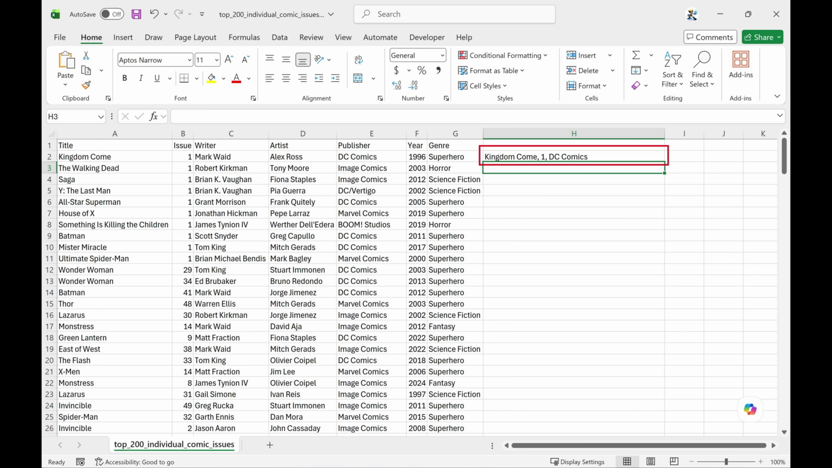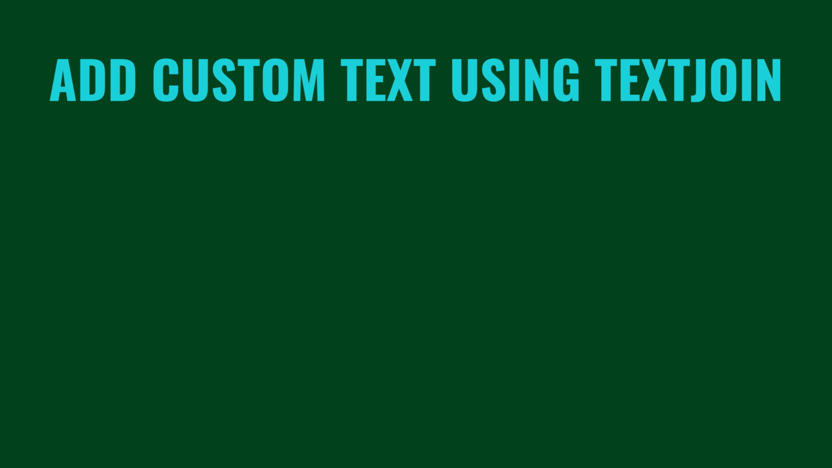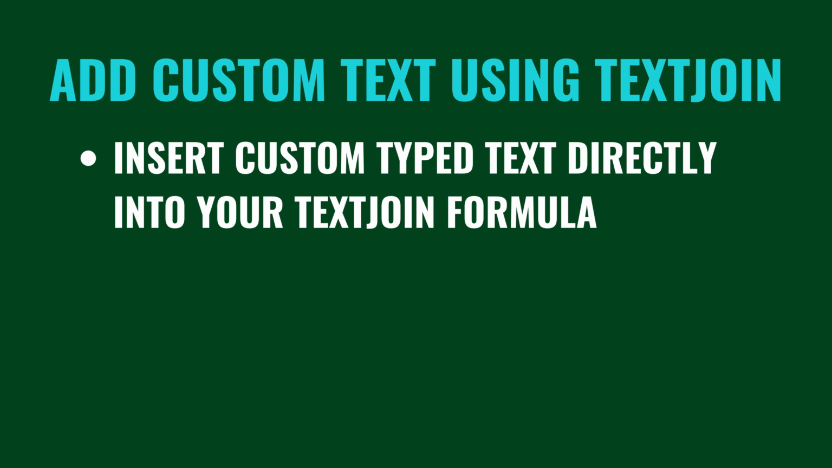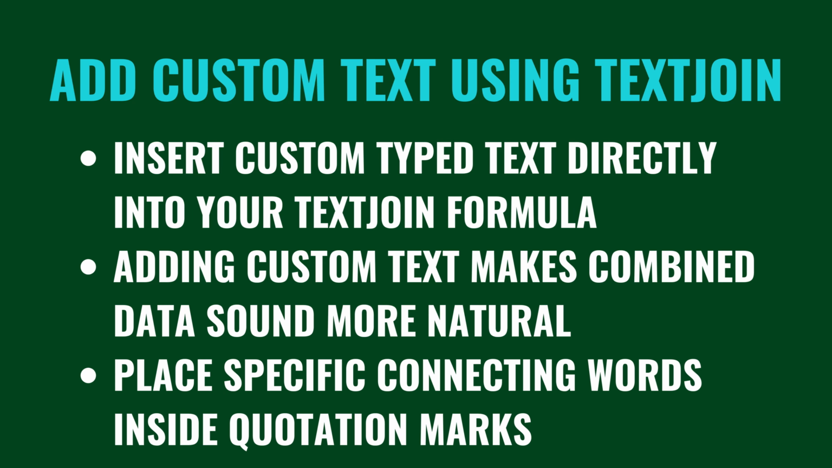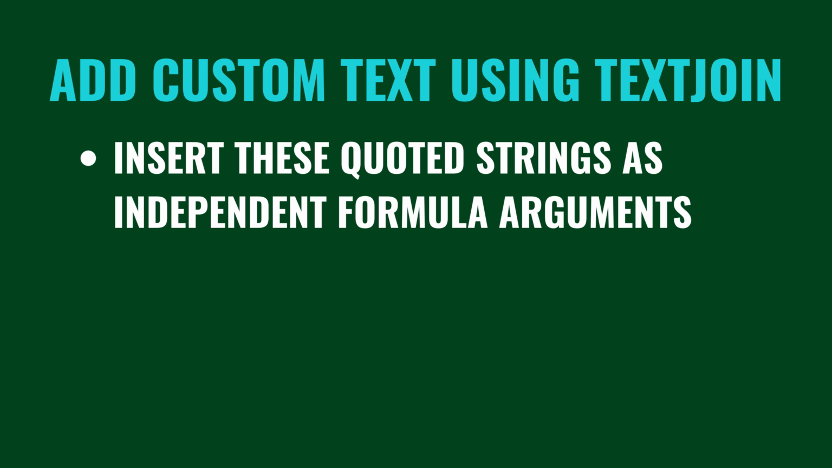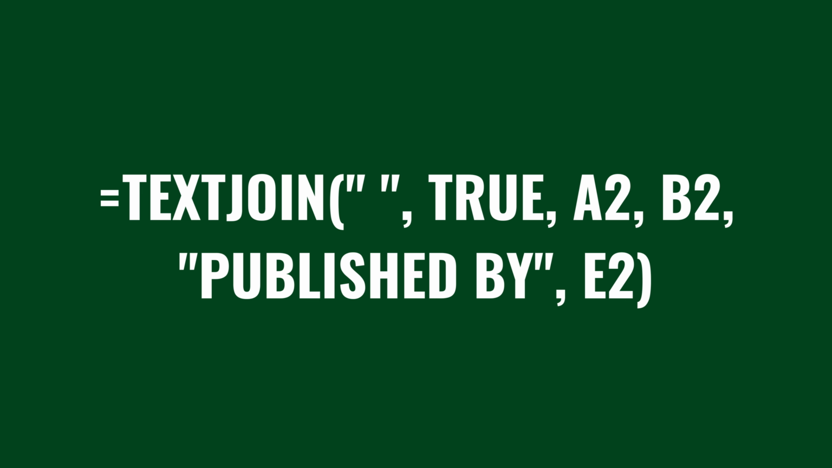It is also incredibly helpful to know how to add custom typed text right into the middle of your Textjoin formula to make your combined data sound more natural. If you want a cell to read something like issue number 1, published by Image, you can place those specific connecting words inside quotation marks as independent arguments within your formula string as seen on the screen.